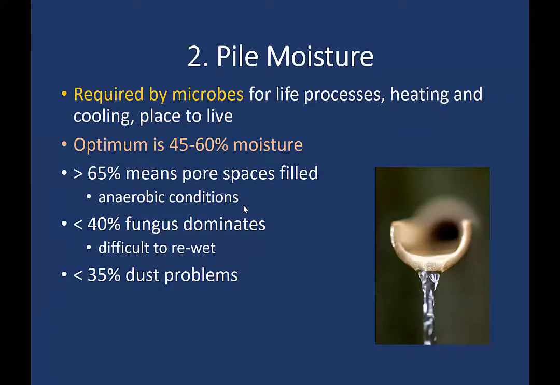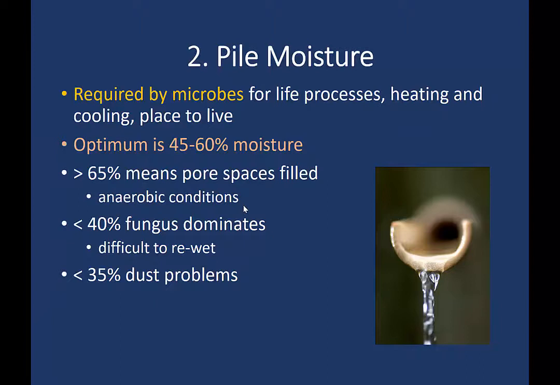So again, optimal is about 50% moisture. So that means that if we have more than 65% moisture, that means that it's kind of wet. And what happens when it goes wet? It goes anaerobic, right? And that's where we're going to start getting the smells. The problem is if it's too dry and it's less than 35% moisture, then we're going to start getting dust, okay? That's when we need to wet our piles to keep the dust down, okay?